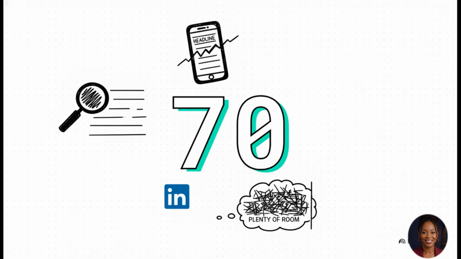And you want to know the wild reason why? 70. That is the exact number of characters you actually have before your headline gets brutally cut off on mobile devices and in search results. You might think you have plenty of room to introduce yourself and tell your whole story, but the reality out there in the wild is much, much harsher.